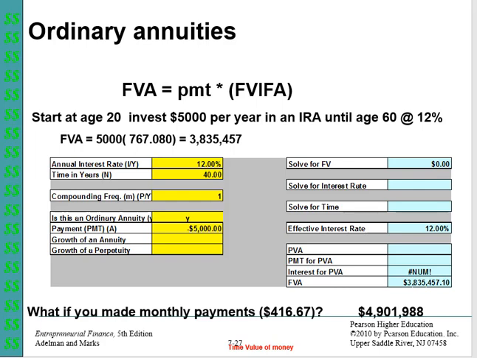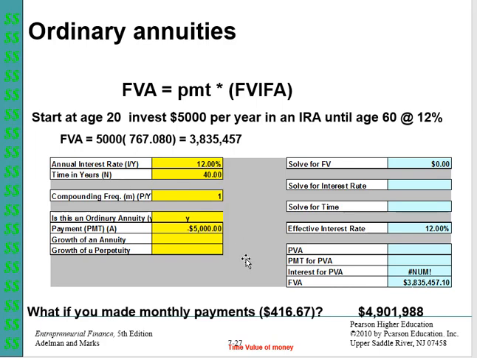So let's talk about a future value of annuity. Let's say you start when you're 20 years old and you invest $5,000 a year and you can earn an average of around 12%, and you want to retire when you're 60. How much money will you have in your retirement account when you get to 60?